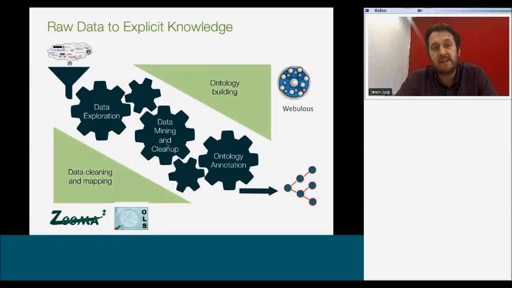So you can see then, with the power of Zooma coupled with OLS, that we're trying to build this pipeline where you can shove in data, raw experimental metadata at least, and put it through these services that we have, and hopefully at the end you get some kind of structured, explicit knowledge that we can actually query. And we have three primary tools at the moment that are helping us build this pipeline.